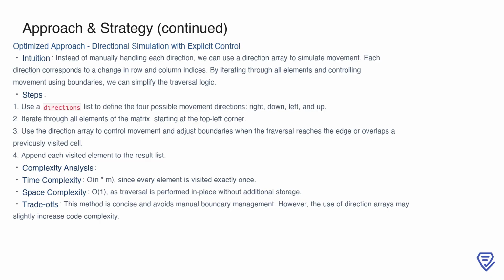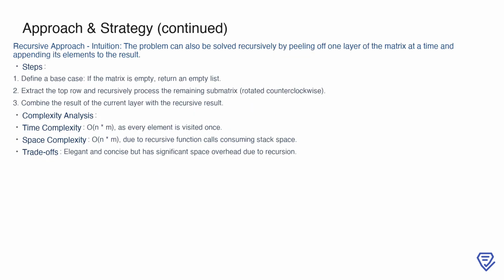However, this method does introduce a slight increase in code complexity due to the use of direction arrays. The spiral matrix problem can also be solved recursively by peeling off one layer of the matrix at a time. The intuition here is to iteratively reduce the problem size by extracting the top row of the matrix and then recursively processing the remaining sub-matrix, which is rotated counterclockwise. This process continues until the base case is reached, specifically, when the matrix is empty, in which case an empty list is returned. The result for each layer is combined with the recursive result to form the final output.